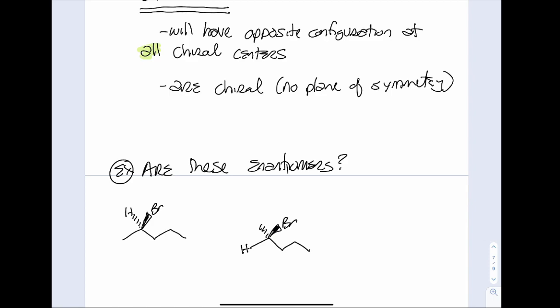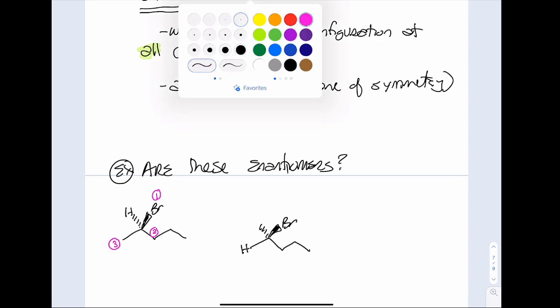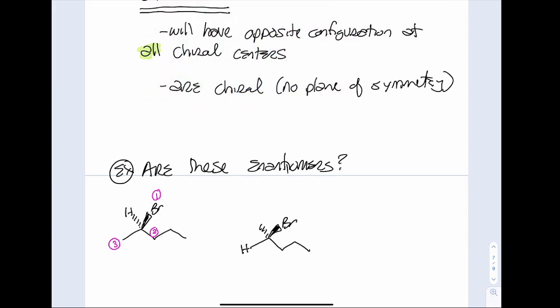So my highest priority group is going to be that bromine, right? It has the highest atomic number. And then I have my methyl group and my propyl group. The methyl group, the carbon's bonded to 3 hydrogens. The propyl group, the carbon's bonded to 2 hydrogens and a carbon. So that's going to be number 2 and then number 3. And then hydrogen is number 4. I have that hydrogen going back already, so I can just do the 1 to 2 to 3 thing. So 1 is here, 2 is here, 3 is here. So when I go from 1 to 2 to 3, I'm going in the clockwise direction. My lowest priority group is going back, so I can just leave it.